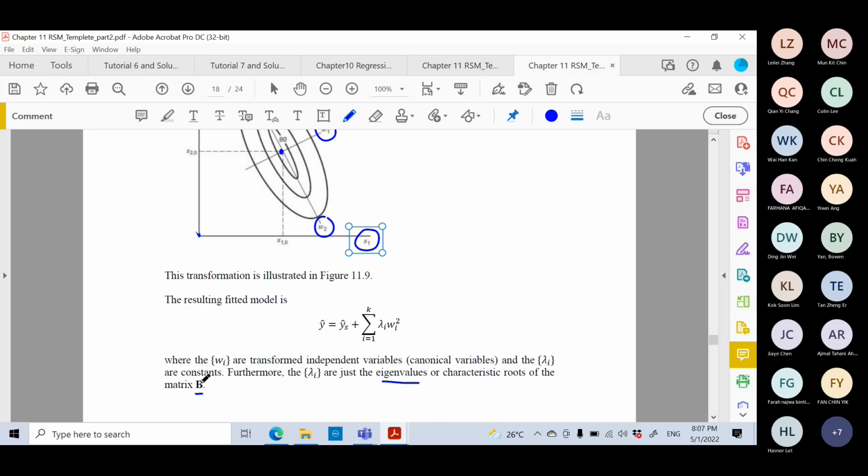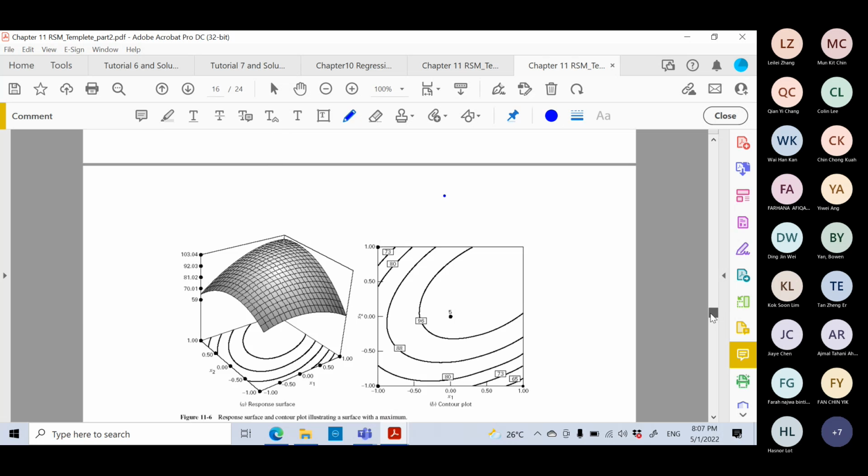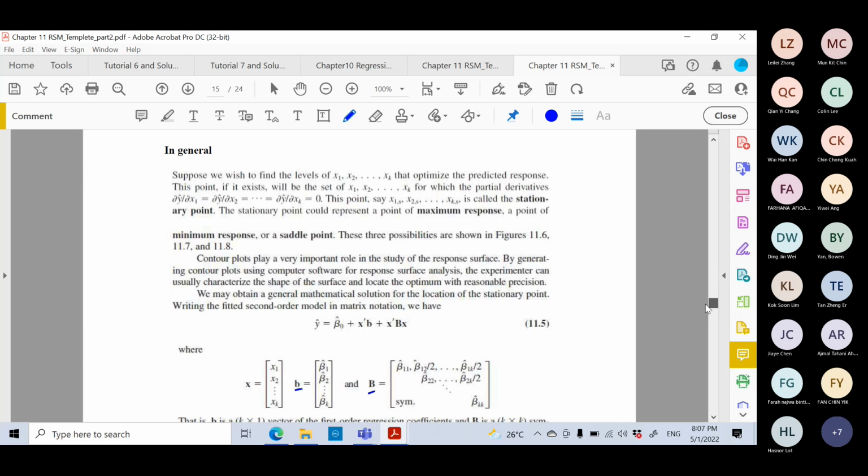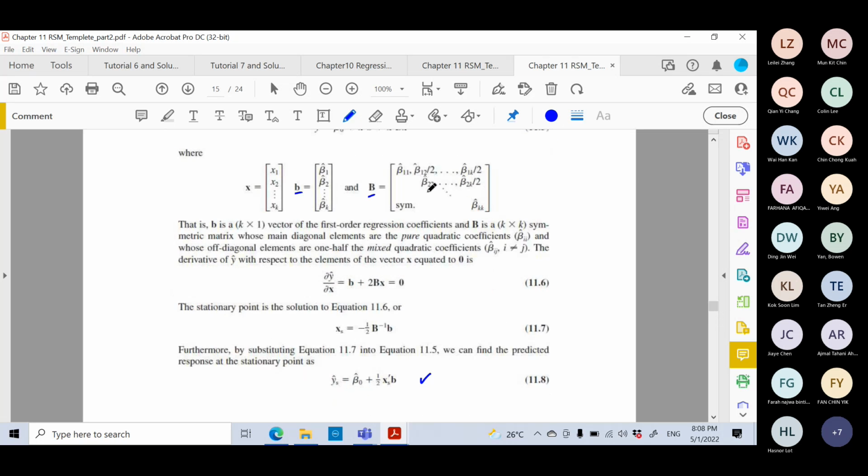So we need to know the matrix B that we just obtained, and from the matrix B we calculate the eigenvalues, the lambda i here. The matrix B, which I showed you just now, is given here. The diagonal is your quadratic effect, and the off-diagonal is all the interaction. Because this is a symmetrical matrix, the upper triangle and the lower triangle are the same. The diagonal is your quadratic effect.